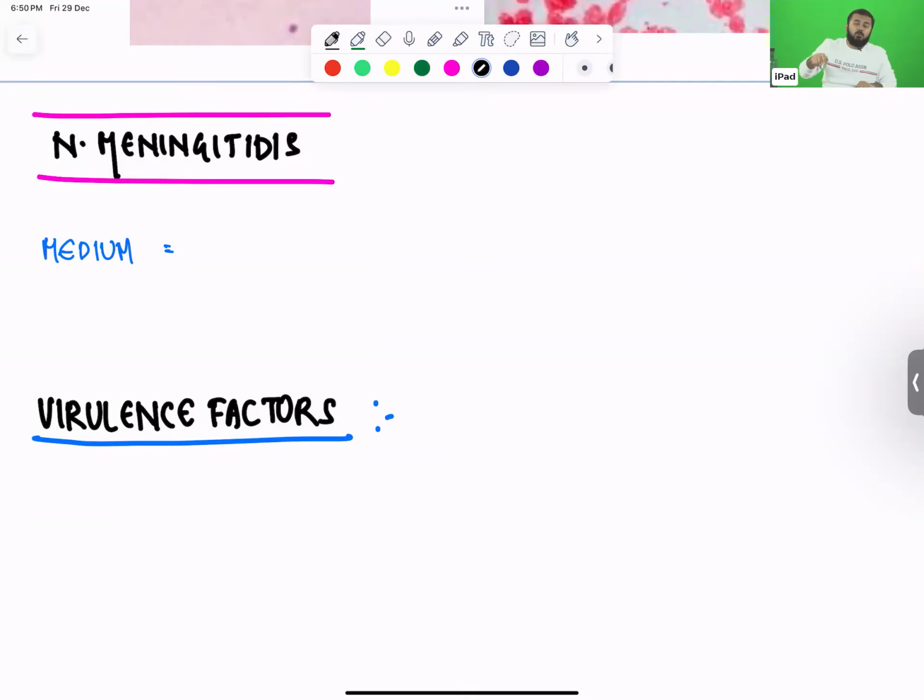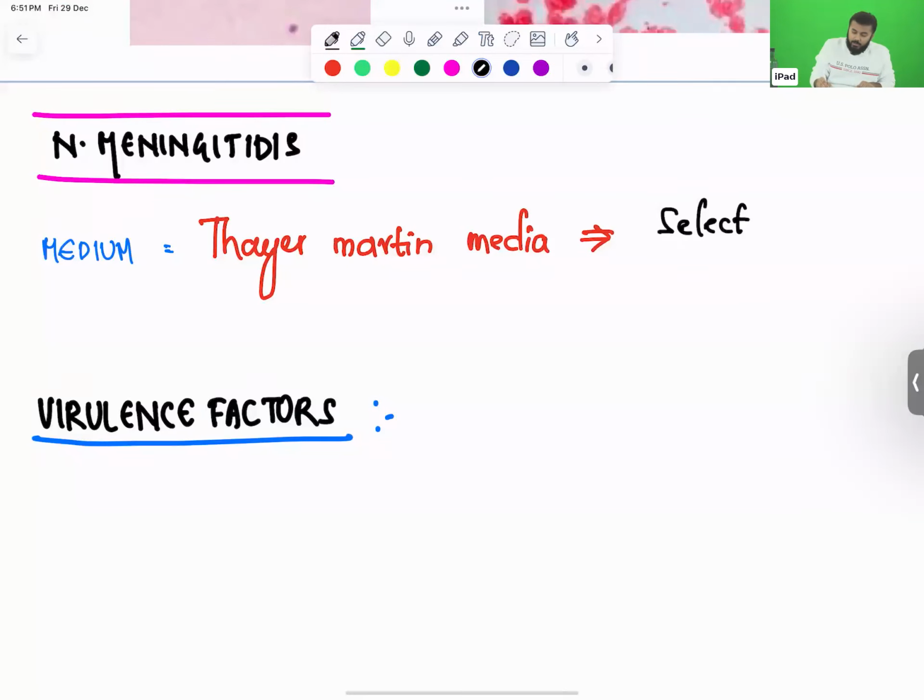I also gave you the mnemonic. Martin has meningitis and gonorrhea, right? So the medium here is Thayer Martin medium. Thayer Martin media is a selective media.